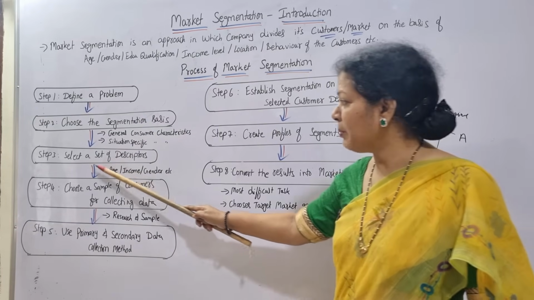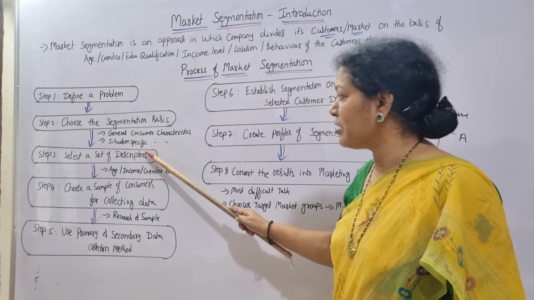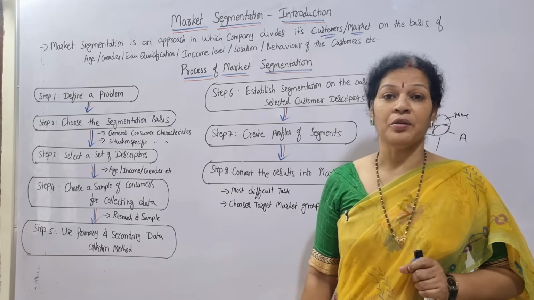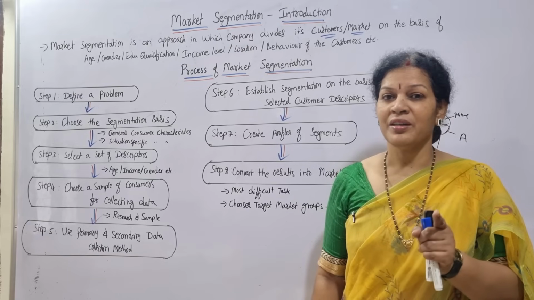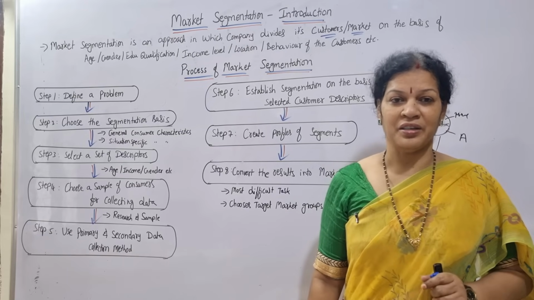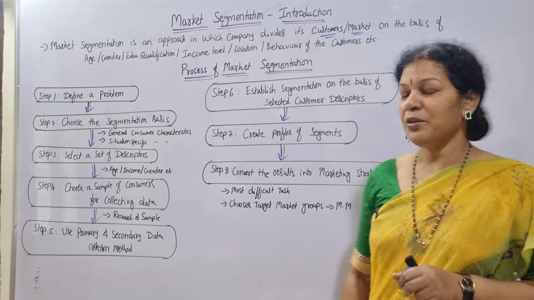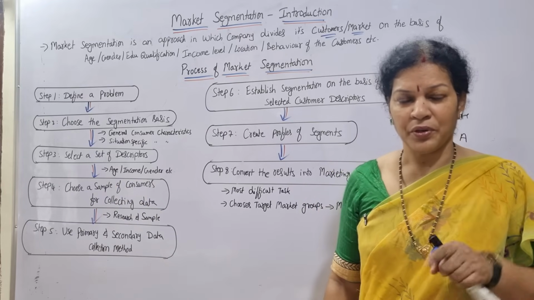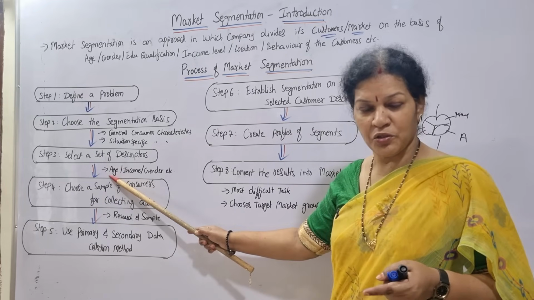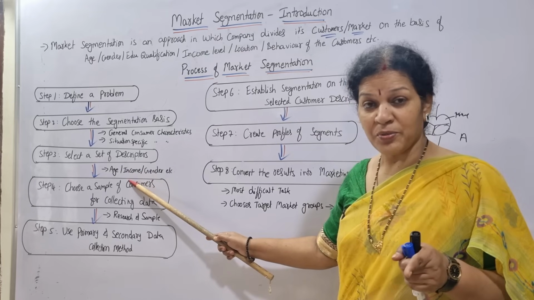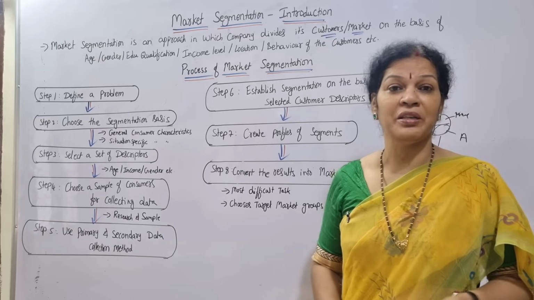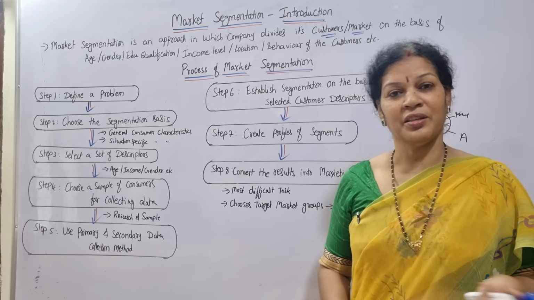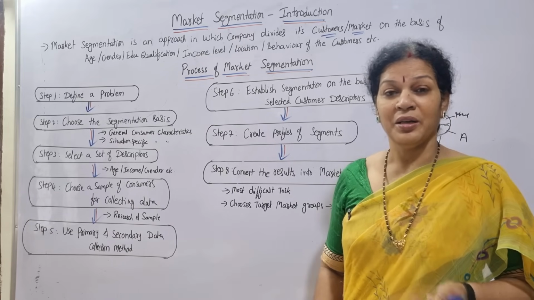number 3. Step number 3 is here, select a set of descriptors. Select a set of descriptors means who are your targeted audience or who are your targeted customers, that you have to understand. For that, you can take whether you are going as per the age. If you are going as per the age, then this is your target. Or you are going as per the income, because income also makes a lot of difference. If higher income people are your targets, then automatically you have to go according to the income.